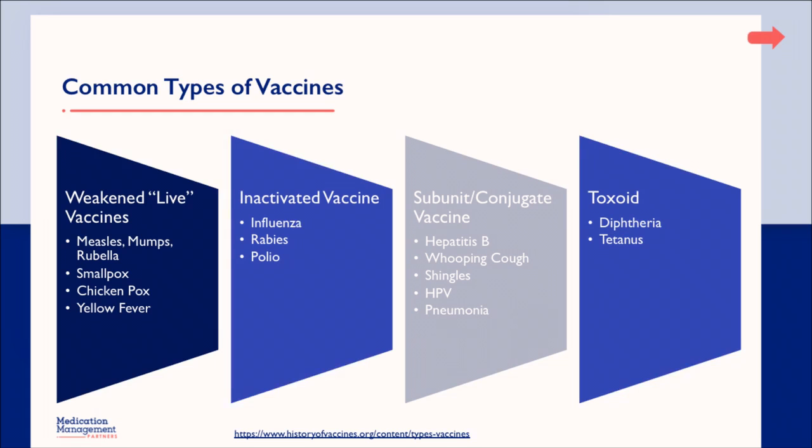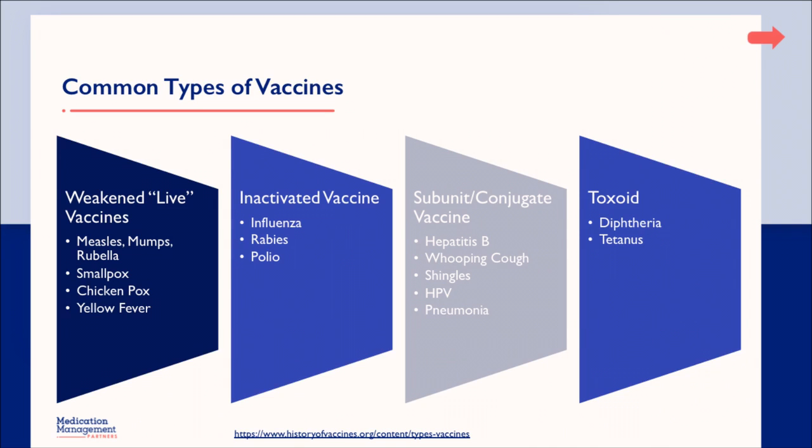Before I explain details on the COVID 19 vaccine, I'd like to share with you a bit about some of the different vaccines that have already been in use for years. Prior to development of mRNA vaccines, there were four main categories or methods for making vaccines: weakened or live vaccines, inactivated, subunit or conjugate, and toxoid vaccines.